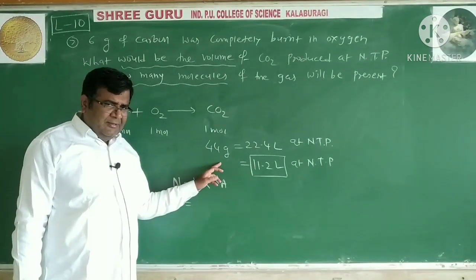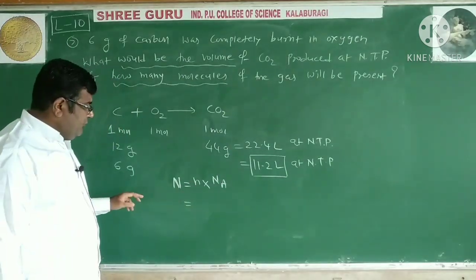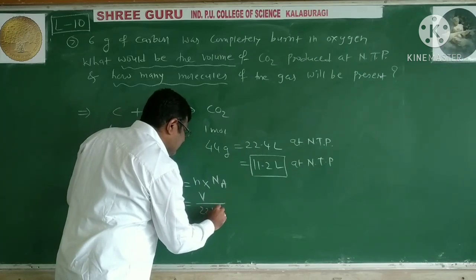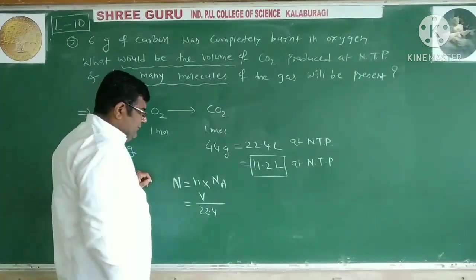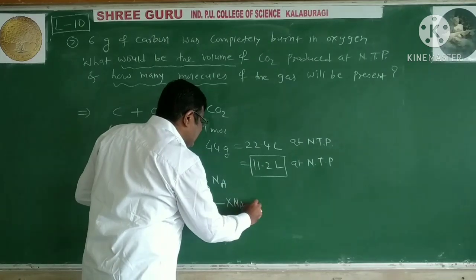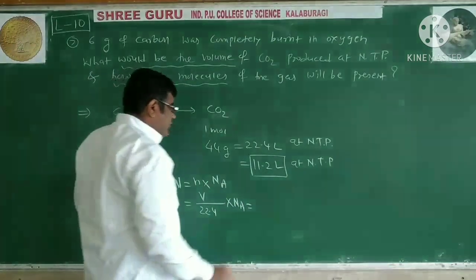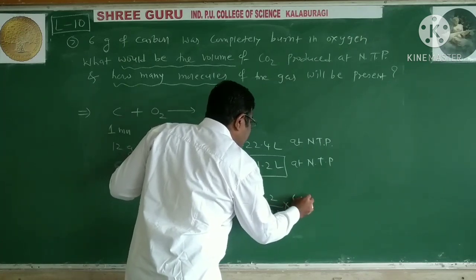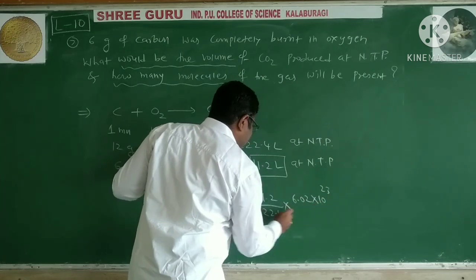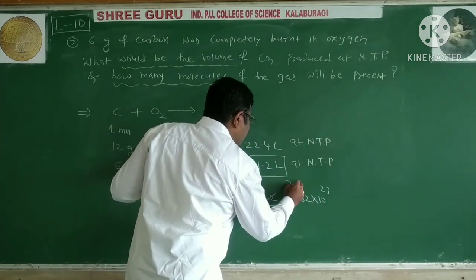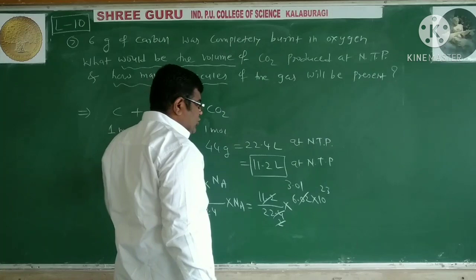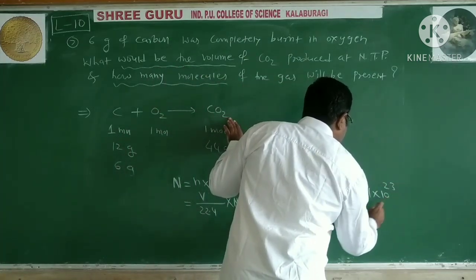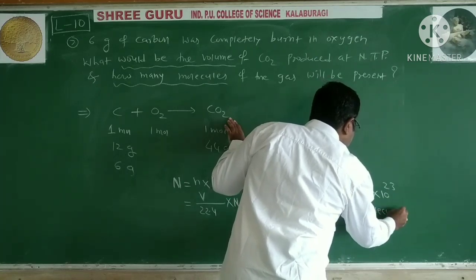We can take that. Or in terms of volume, number of molecules is equal to volume of gas in liter divided by 22.4 liter multiplied by the Avogadro number. So it is 11.2 by 22.4 into 6.02 into 10 raised to 23. It is half, so it is 3.01. So we can say 3.01 into 10 raised to 23 molecules.